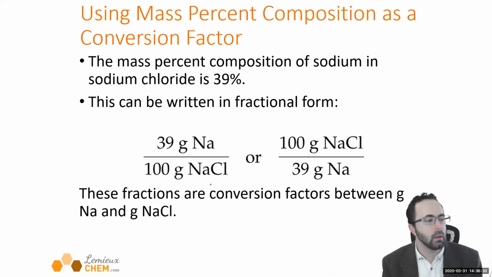We can write any conversion factor in two ways. We can put the 39 grams of sodium on the top and the 100 grams of sodium chloride on the bottom, or we can do the opposite. We can put the 100 grams of sodium chloride on the top, and the 39 grams of sodium on the bottom. The way we decide is always going to be based on what units we want to cancel.